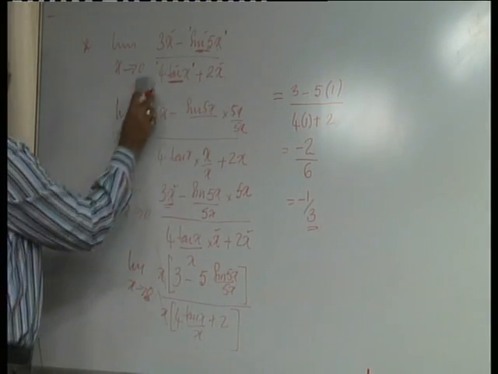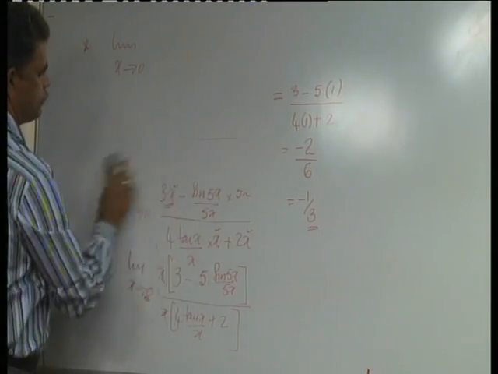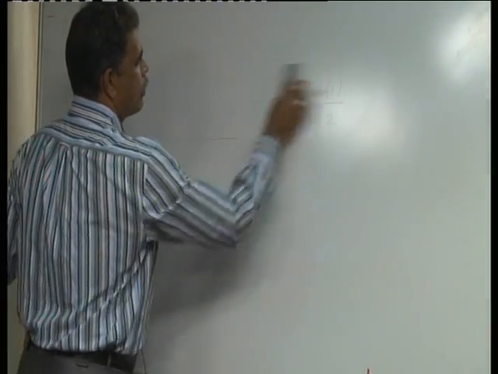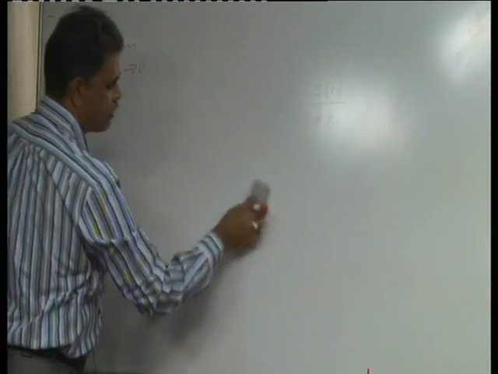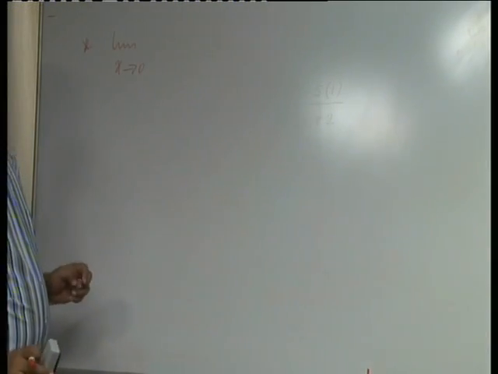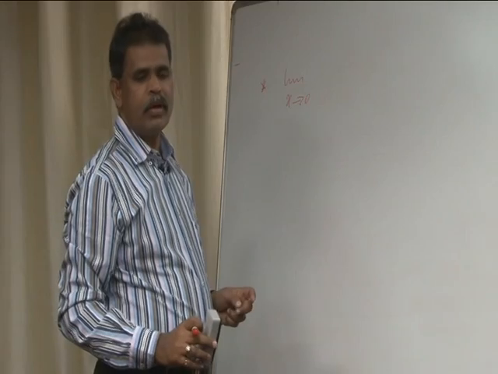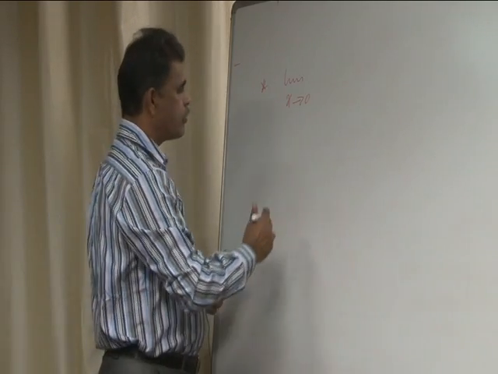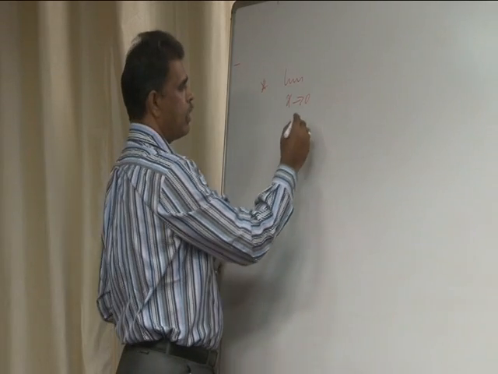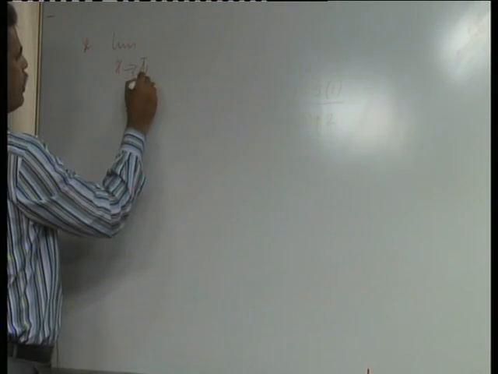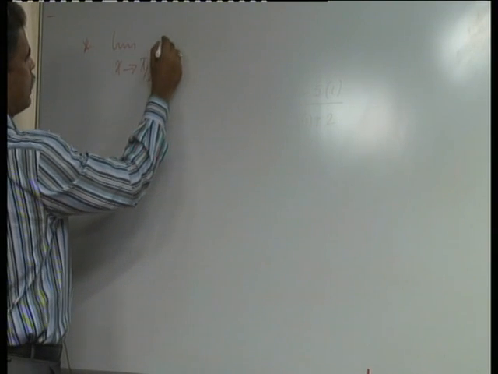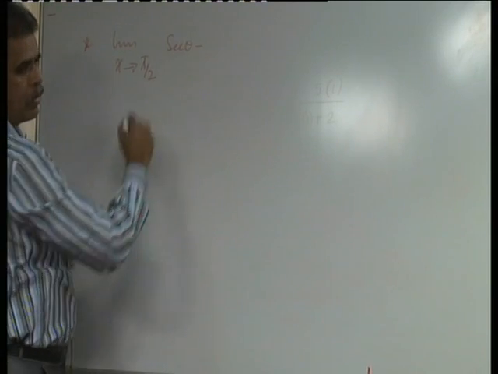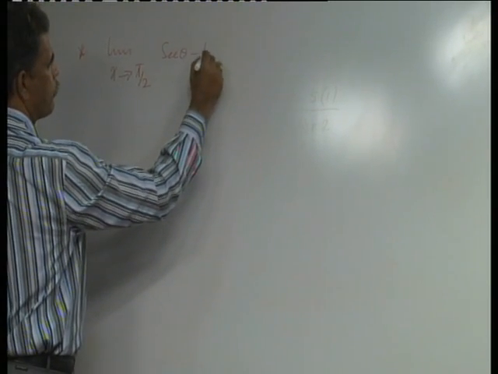You take the next problem. In the first class itself, I mentioned that the trigonometric ratios and their formulas are very important in understanding calculus. Look at this problem: limit as theta tends to pi by 2 of secant theta minus tan theta.